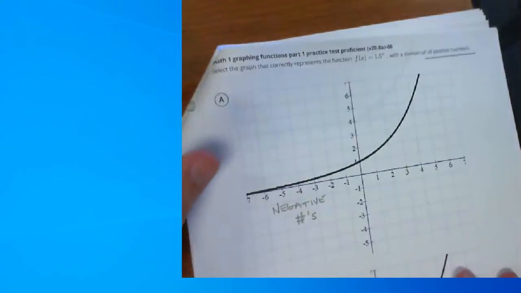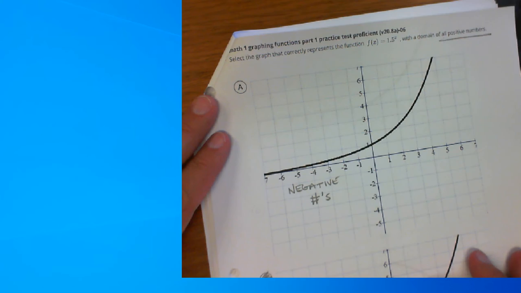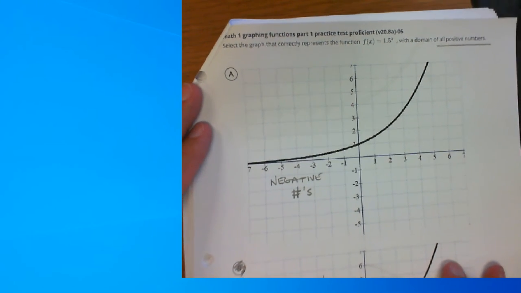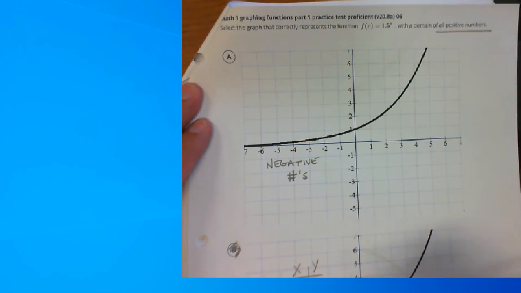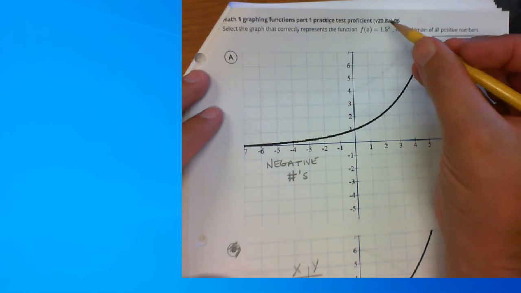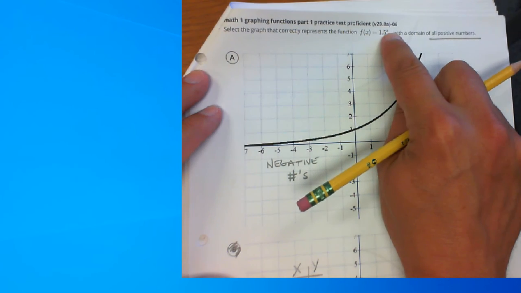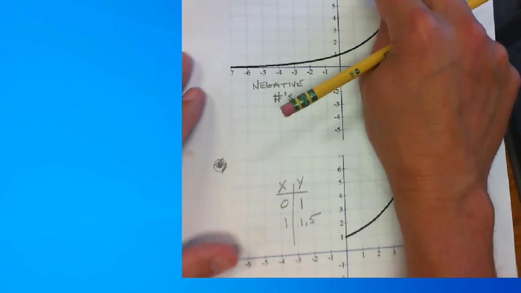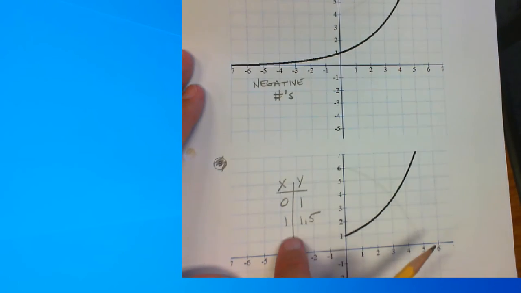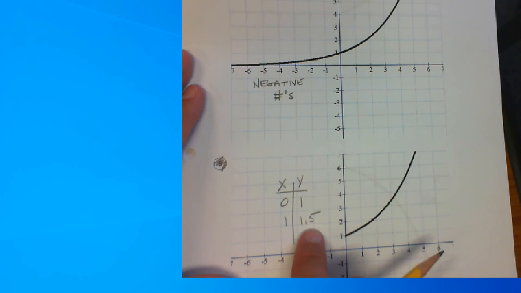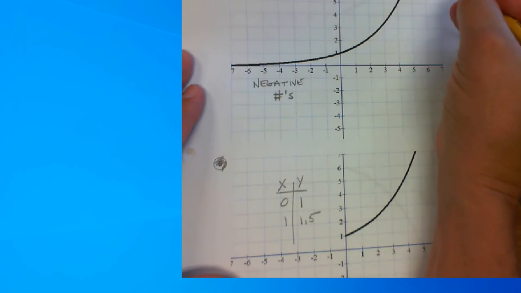Select the graph that correctly represents this function. So I made a quick t-table and I plugged in a 1 and a 0. So if I plug a 0 into this, out comes a 1. And if I plug in a 1, out comes a 1.5. Notice it's only positive numbers.